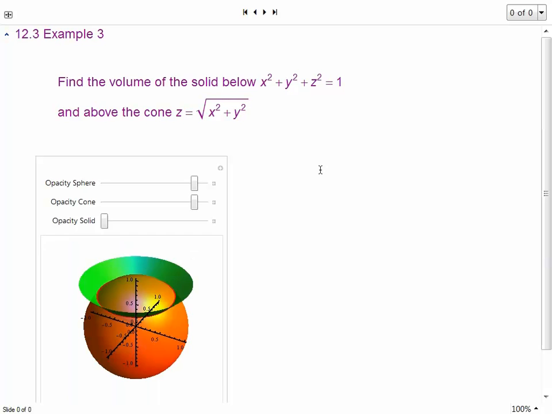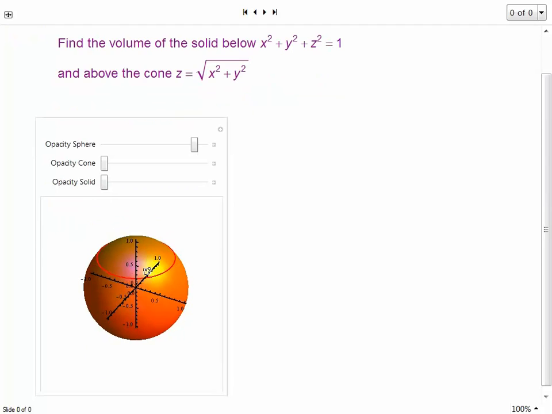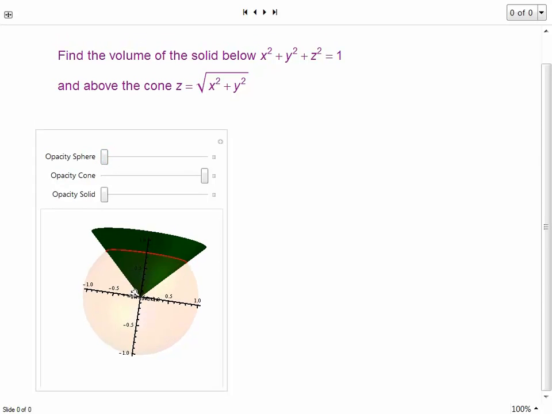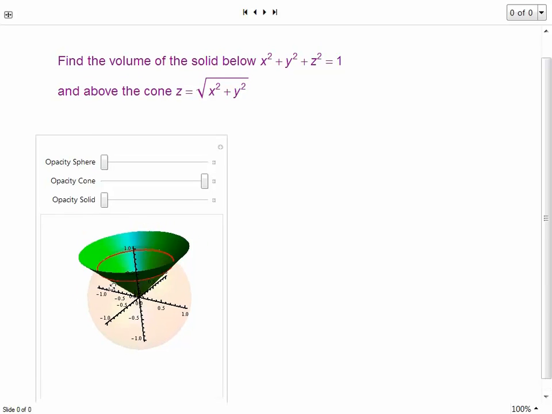This is a good problem right here. Find the volume of the solid below x squared plus y squared plus z squared equals 1, and above the cone, z equals square root of x squared plus y squared. So here's your sphere, right? That's x squared plus y squared equals 1. Here's your cone. And we're trying to find the solid between them.